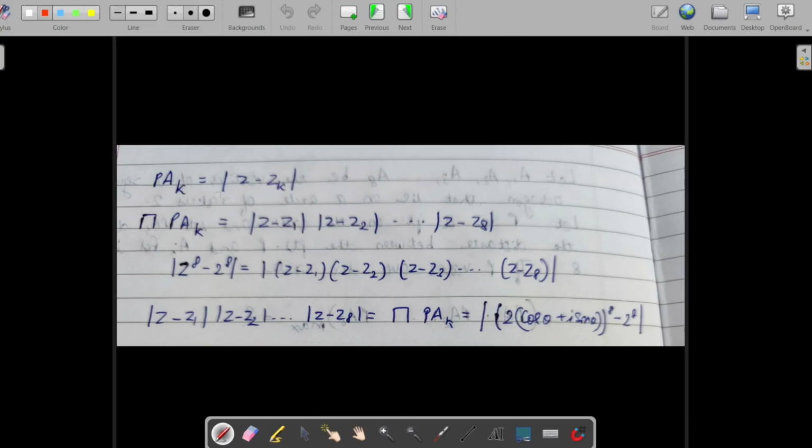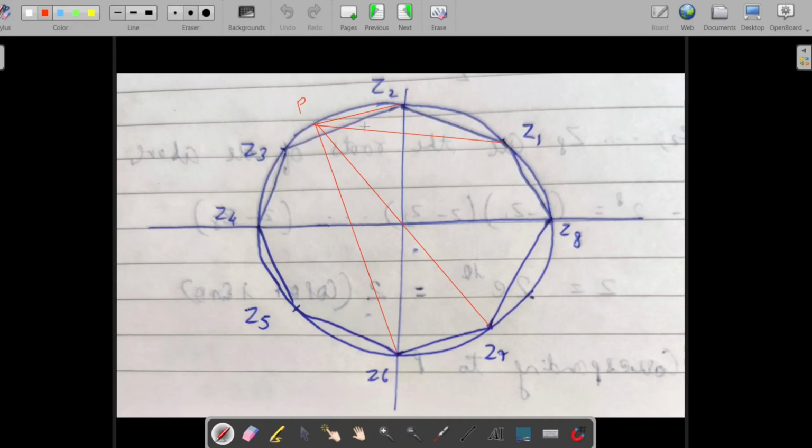So we want these distances, right? PZ1, PZ2, PZ3, PZ4. So the general term would be PZ_k, where k varies from 1 to 8, right? So that is how I have written it. And what is the distance between points? This point is z, so the distance would be mod z minus z1. Similarly, this would be mod z minus z2.